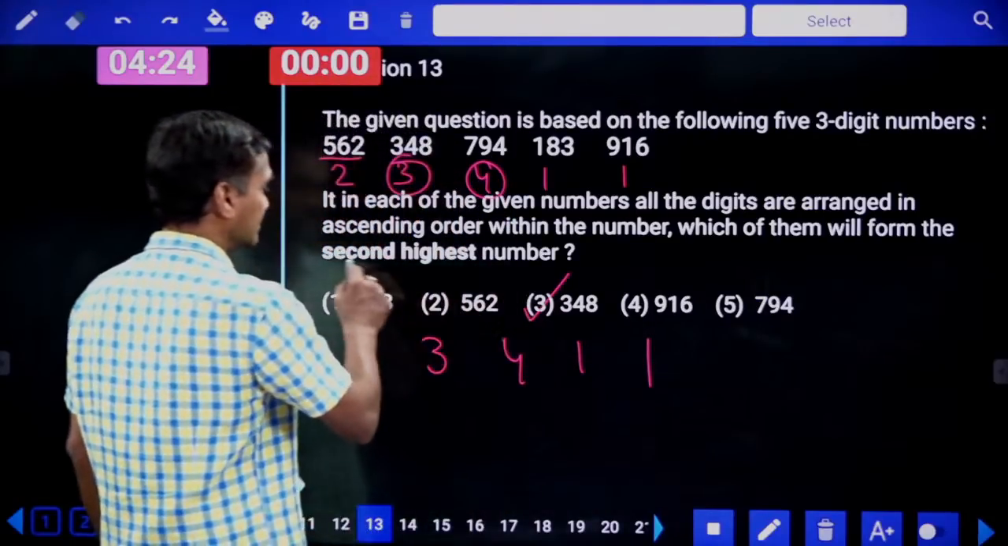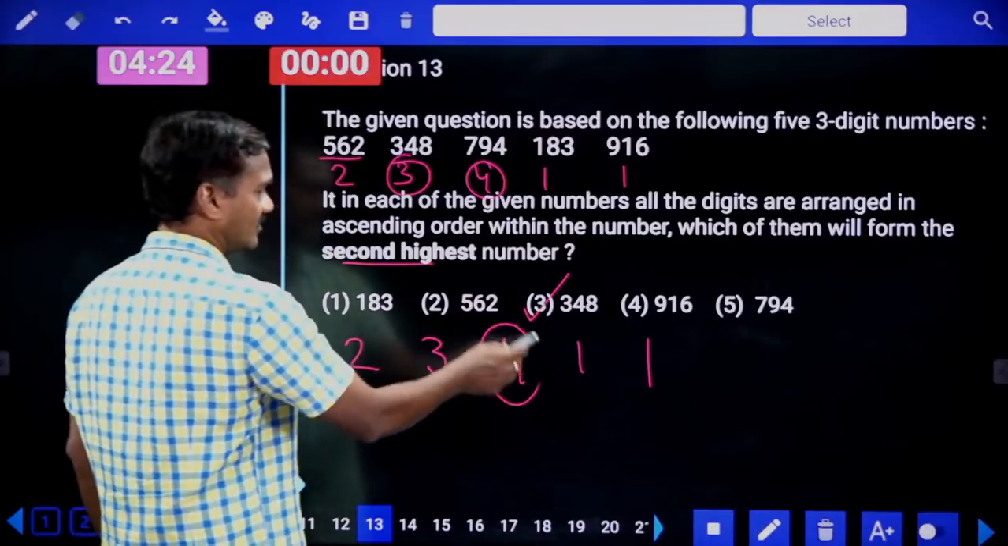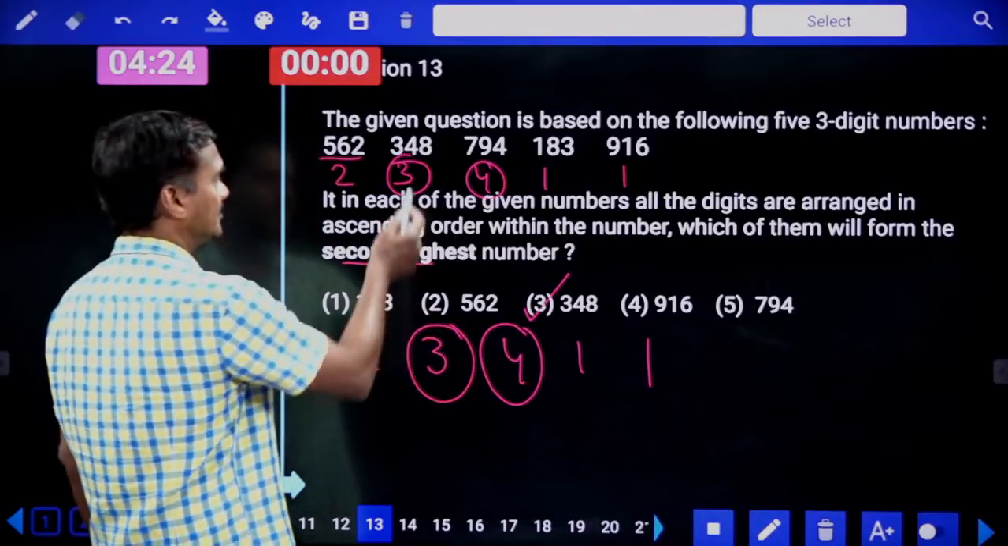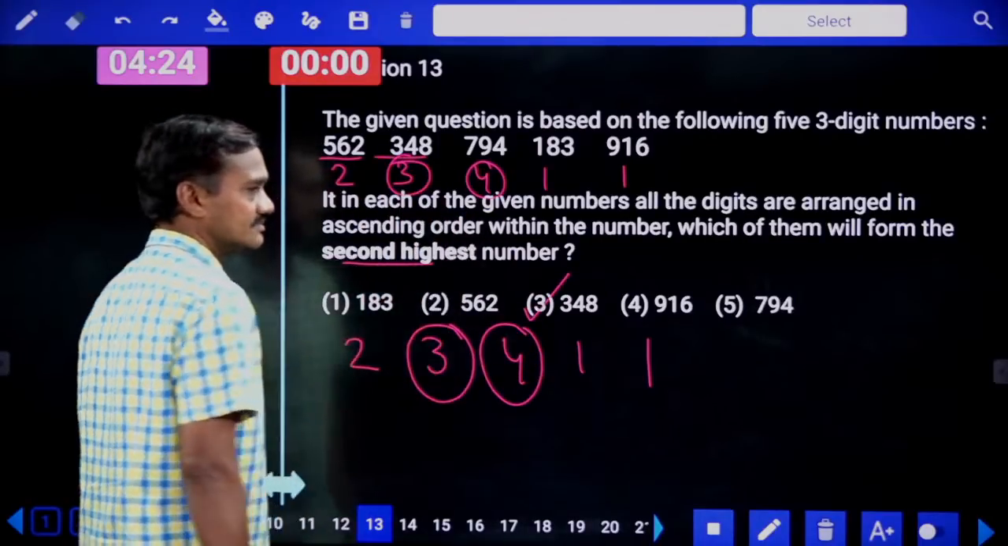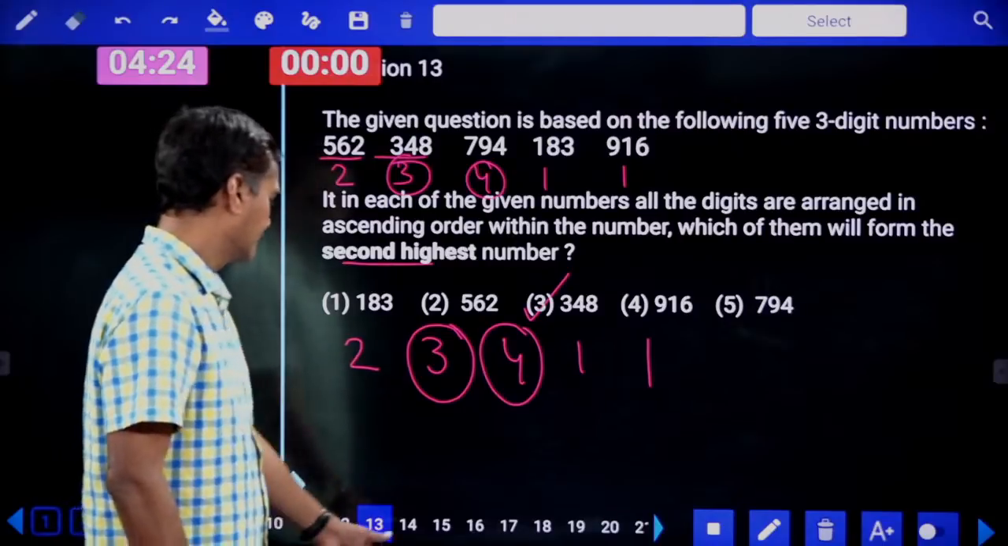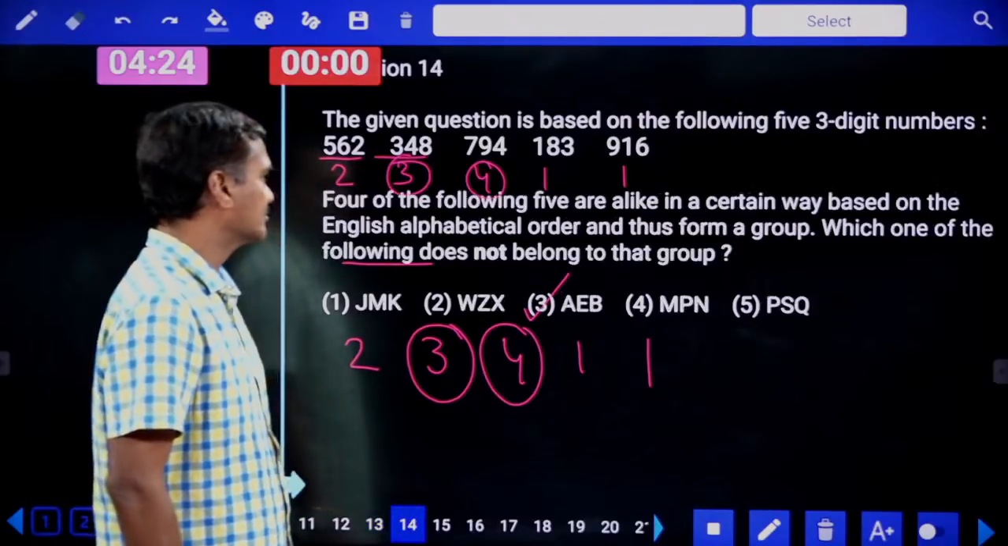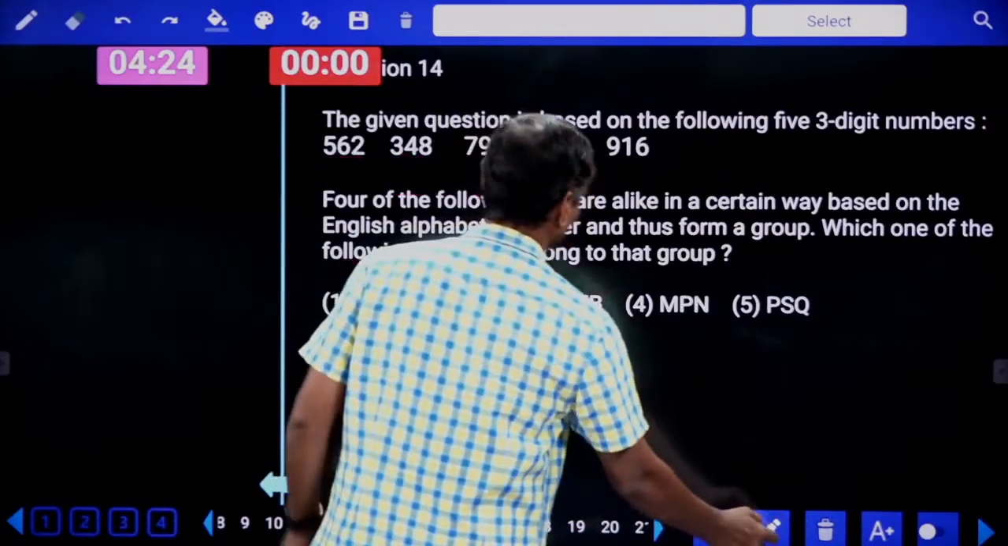Now what did he ask? Second highest. The first highest is 4, the second highest is 3. Where is this 3? 348, choice 3. Done? No need to write down the numbers once again. Then coming to question number 14.